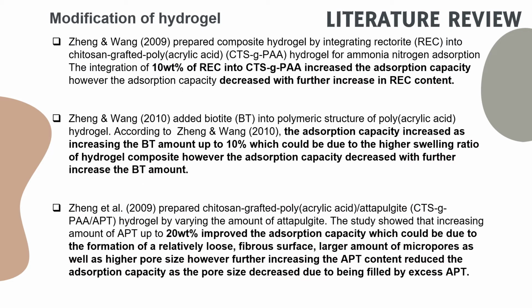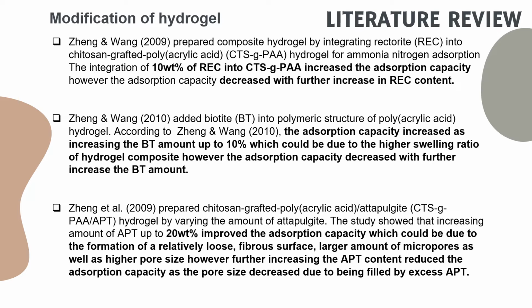Next, modification of hydrogel. Zheng and Wang 2009 prepared composite hydrogel by adding REC into chitosan grafted polyacrylic acid hydrogel for ammonia nitrogen absorption. The addition of 10% of REC into the hydrogel increased the absorption capacity. However, the absorption capacity decreased with further increase of the REC content.